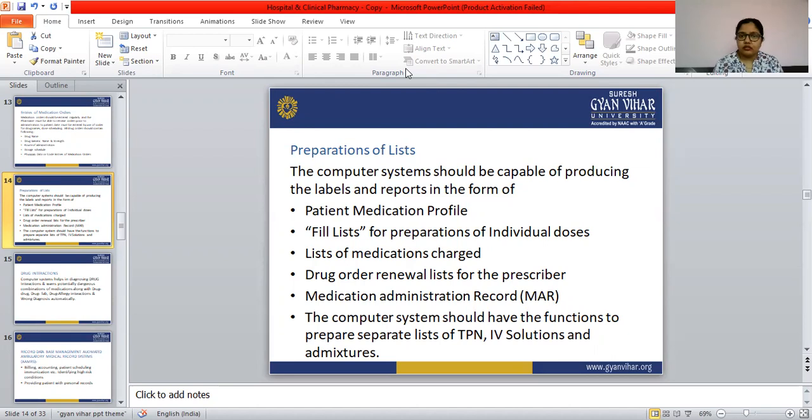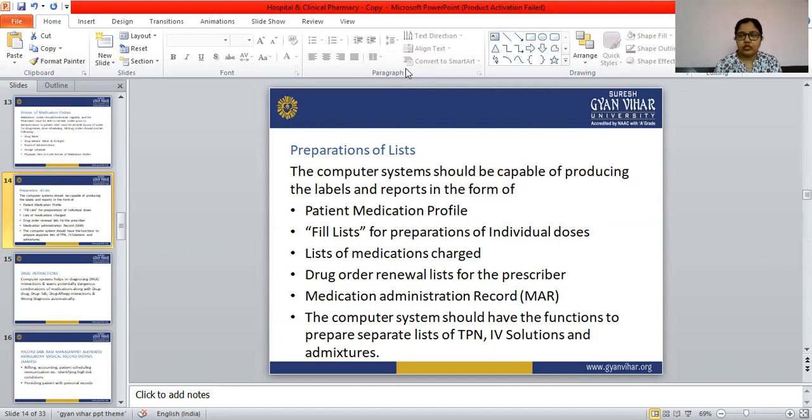So this is the use of the computer in the preparation of the list. The computer system should be capable of producing the labels and the reports in the form of patient medication profile, fill list for the preparation of the individual doses, list of the medications charged, drug order renewal list for the prescribers, and medication administration record, that is MAR. The computer system should have the function to prepare separate lists of the TPN, IV solution, and the admixtures.